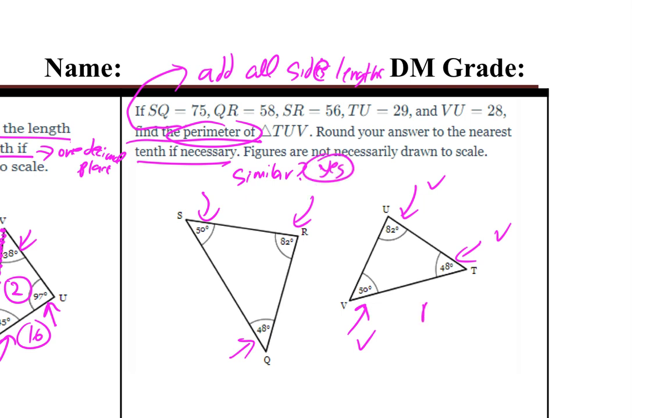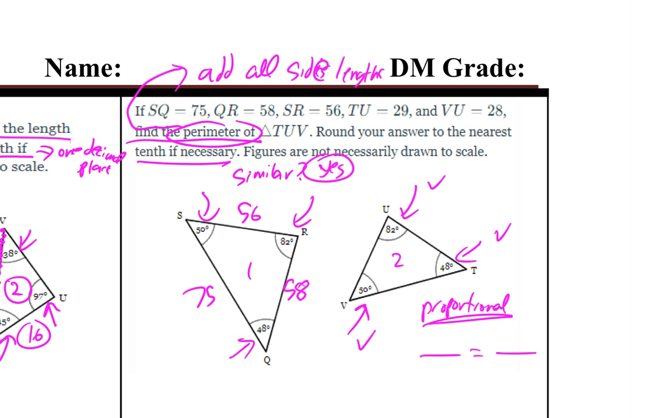That means they are proportional, so we can set up our fractions. Let's say that one's the first one and that one's the second one. We have to put that information in. SQ is 75. QR is 58. And SR is 56. Keeping that in mind, they want the perimeter of TUV.